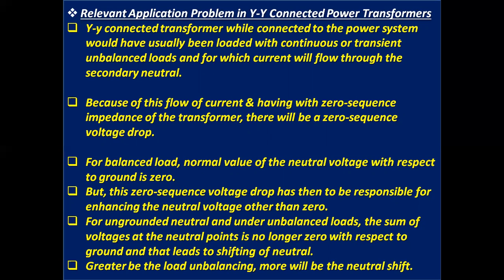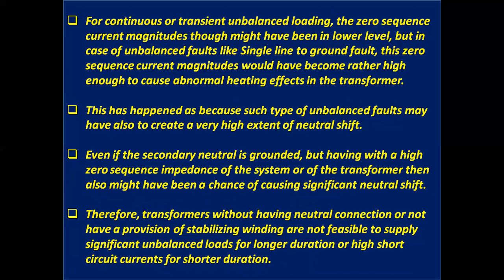For ungrounded neutral and under unbalanced loads, the sum of the voltages at the neutral points is no longer 0 with respect to ground, and that leads to shifting of neutral. The greater the load unbalance, the more the neutral shift. For continuous or transient unbalanced loading, the zero sequence current magnitudes might be at a lower level, but in the case of unbalanced faults like a single line to ground fault, these zero sequence current magnitudes become high enough to cause abnormal heating effects in the transformer.